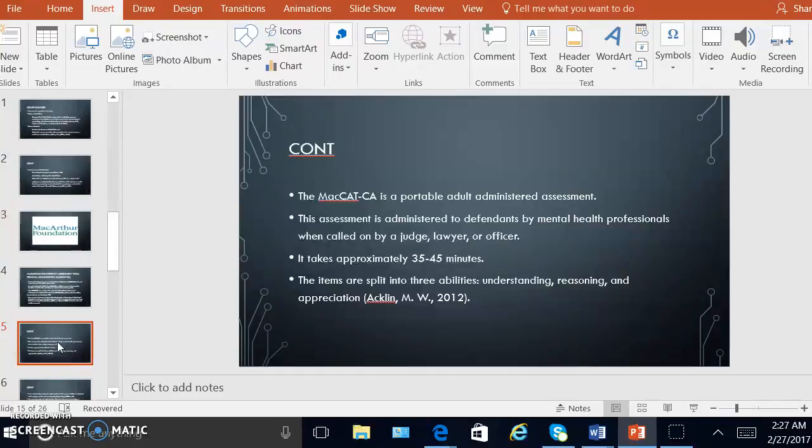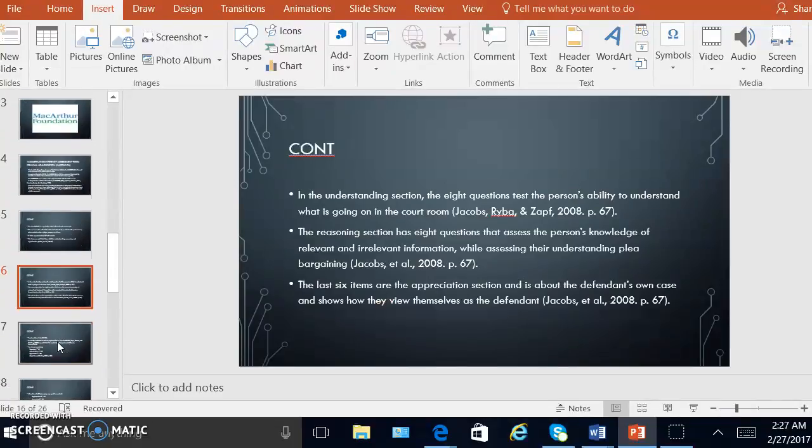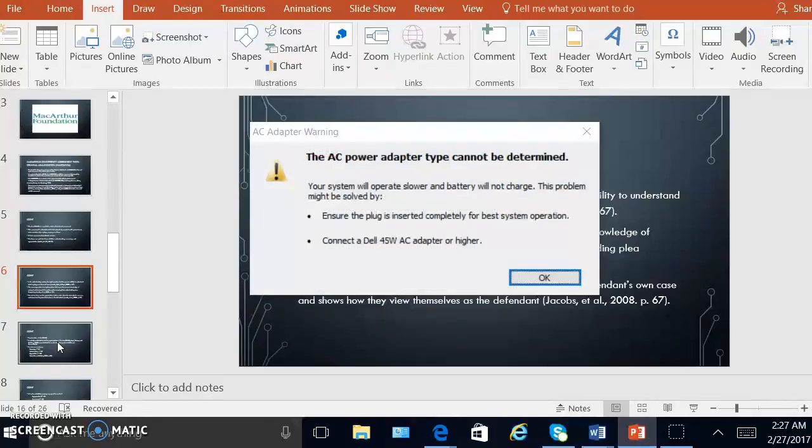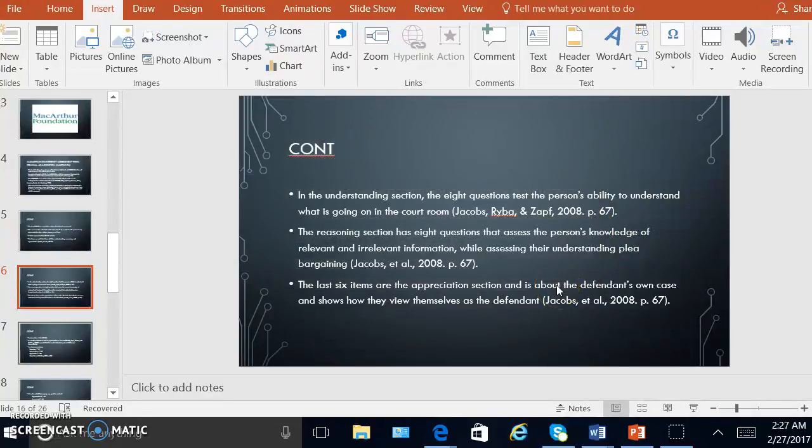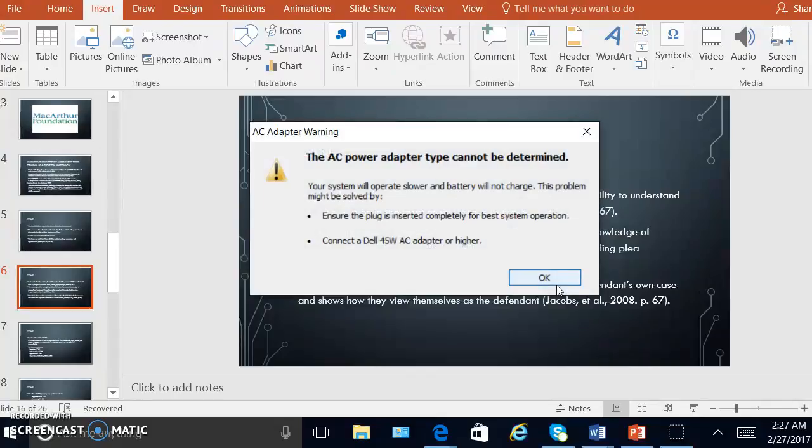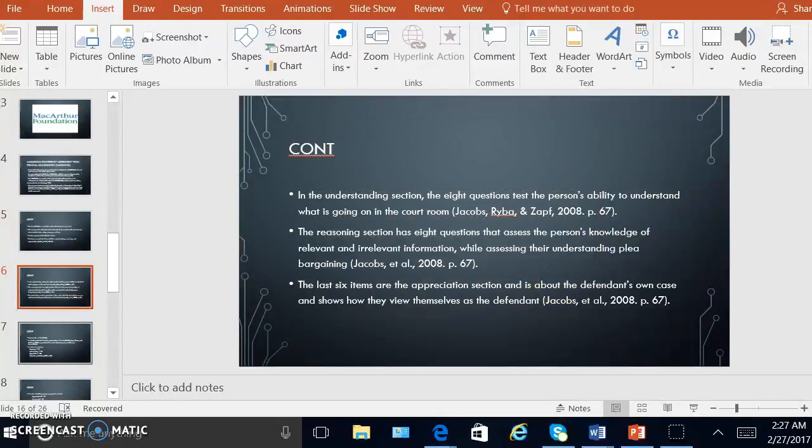The items are split into 3 abilities: understanding, reasoning, and appreciation. In the understanding section, there are 8 questions, and these test the person's ability to understand what is going on inside the courtroom. The next section, also 8 questions, is reasoning, and that assesses the person's knowledge of relevant and irrelevant information, and their understanding of plea bargaining. The last 6 items are the appreciation section, and this is personalized to the defendant's own case and shows that they understand themselves as the defendant.